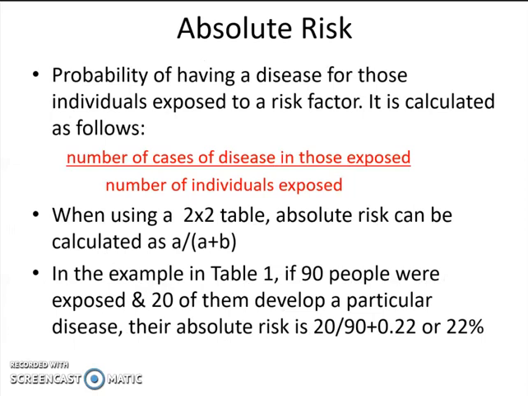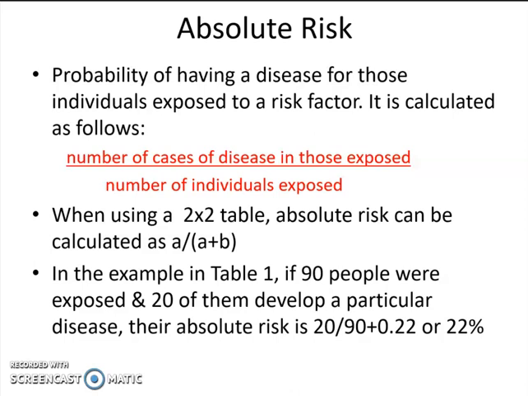Absolute risk is the probability of having a disease for those individuals exposed to a risk factor. It is calculated as follows: the number of cases of disease in those exposed over the number of individuals exposed. So in our 2 by 2 table, absolute risk can be calculated as A over A plus B.